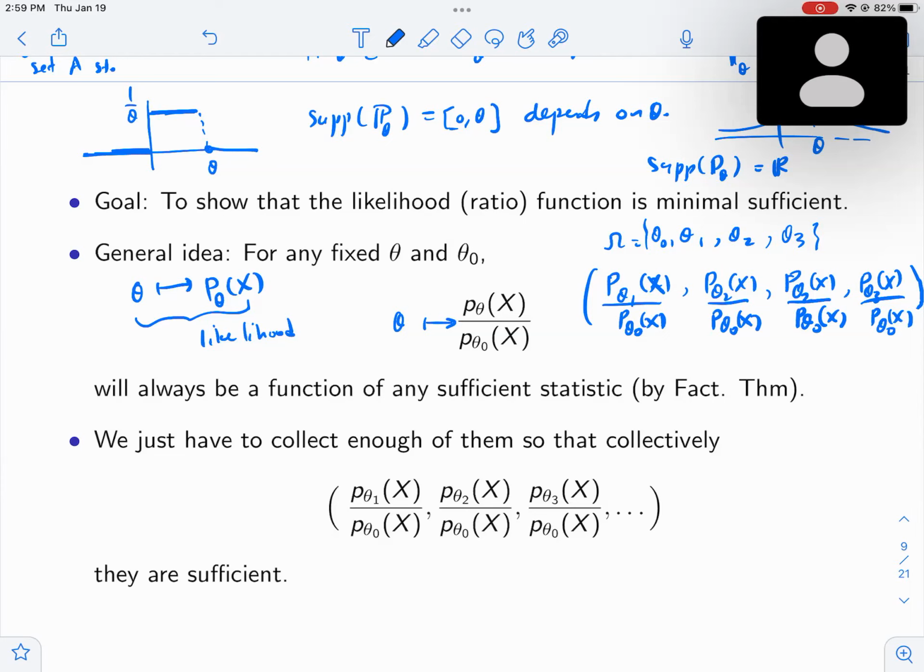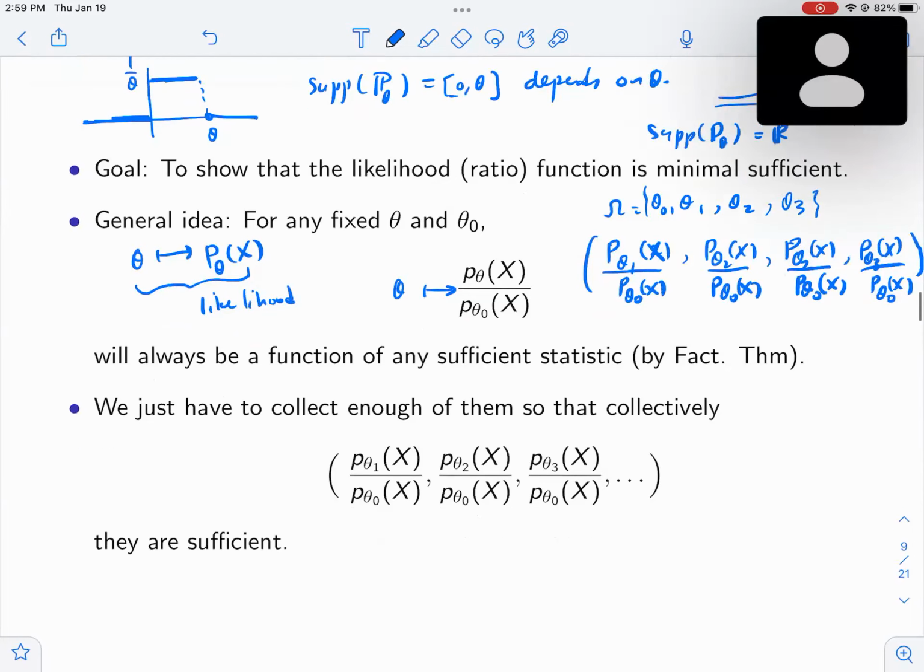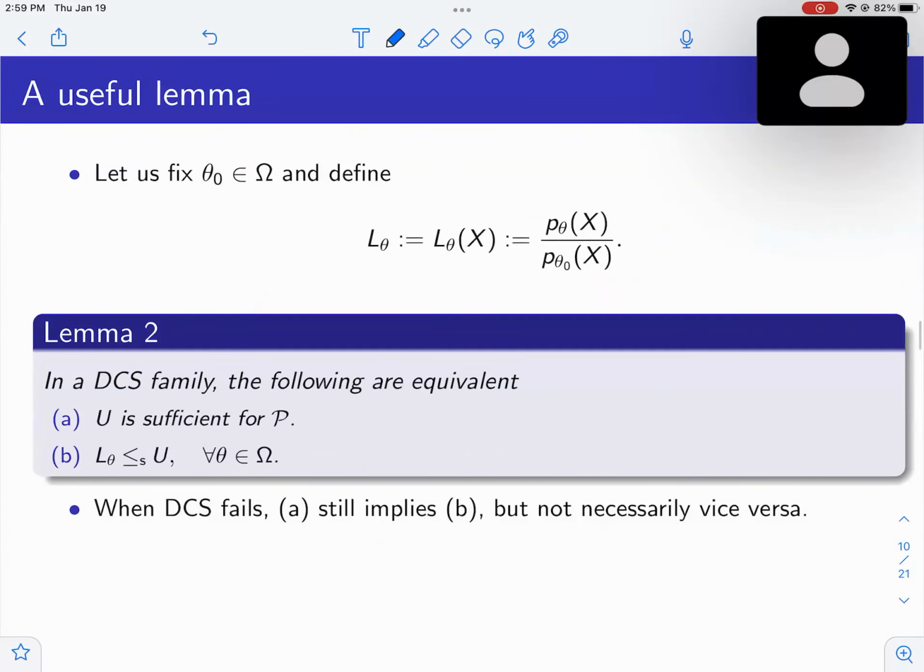Question: How did you show that it's minimal? I haven't. It's going to take a while. It's just the plan. Let me show you the details. We can come back to it.